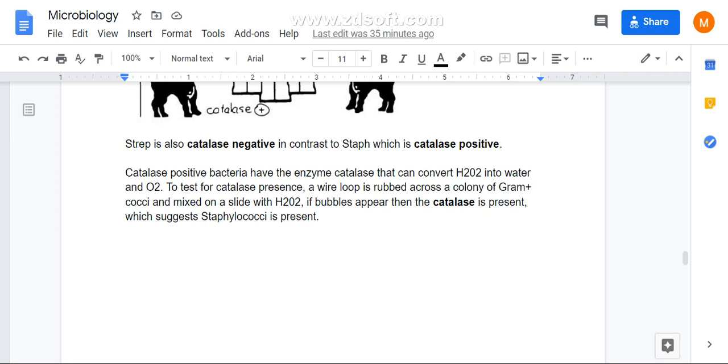We take a sample of whatever bacteria it is. We don't know what it is yet. We rub a wire loop across it and mix it on a slide with hydrogen peroxide. If bubbles appear and catalase is present, we know that it's staph. If there are no bubbles, we know it's probably strep or something else.